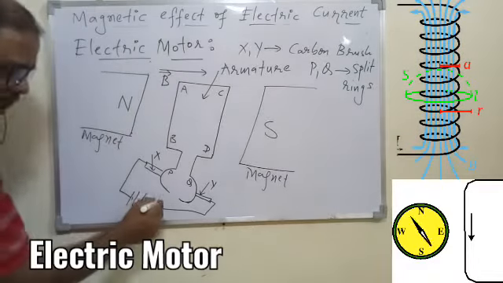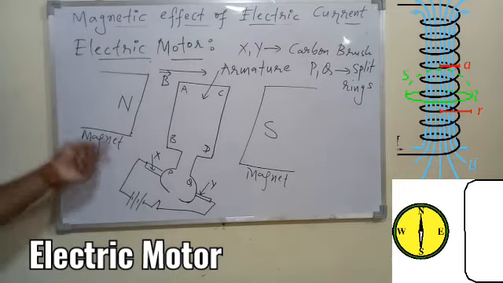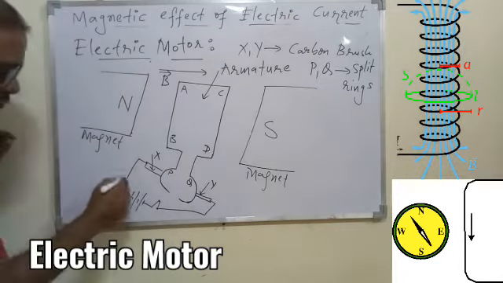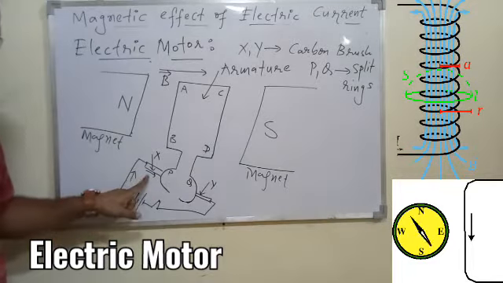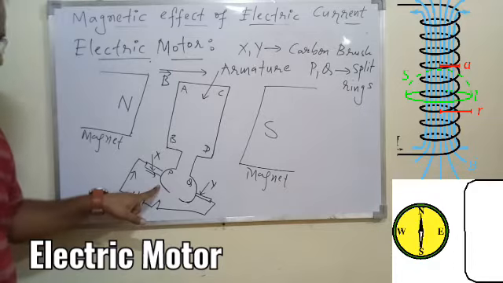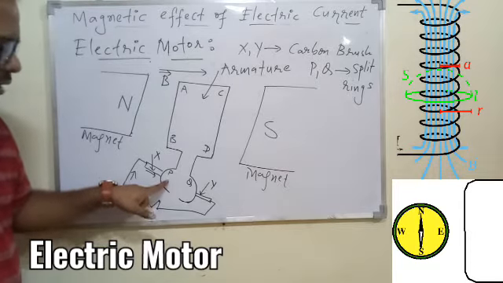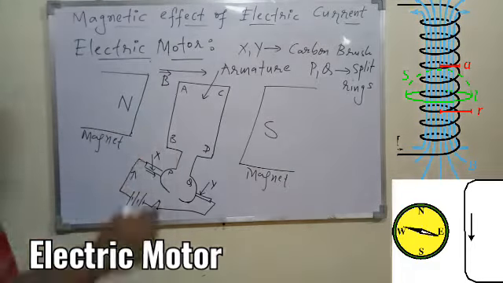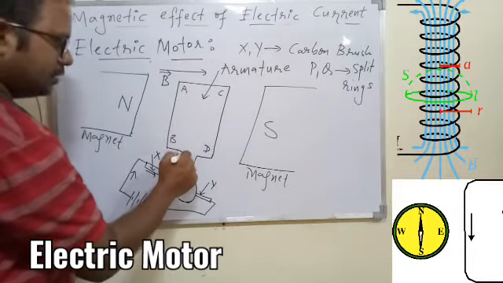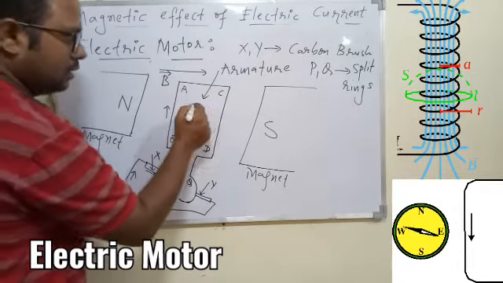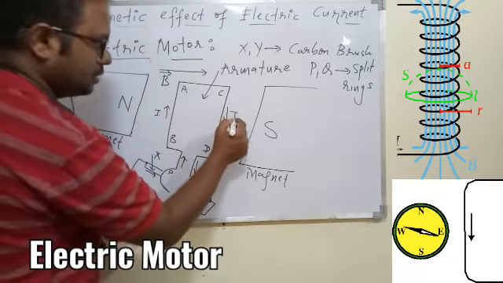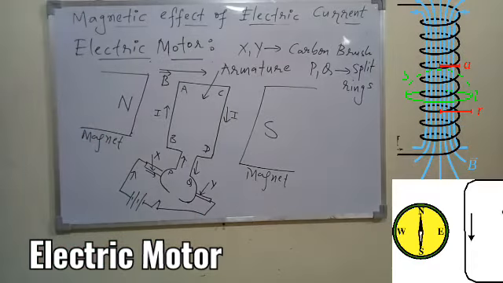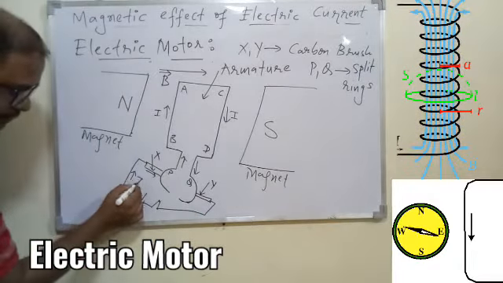Now once the switch is on, what will happen? The current will flow. Since the current will start flowing, this carbon brush will allow the current to flow. This carbon brush will finally give the current to the split ring, because the split ring is not having any insulator over it. And finally this split ring will transfer the current to the coil. So the electric current will move to the coil and finally it will come back. So this is the current flowing in the coil.